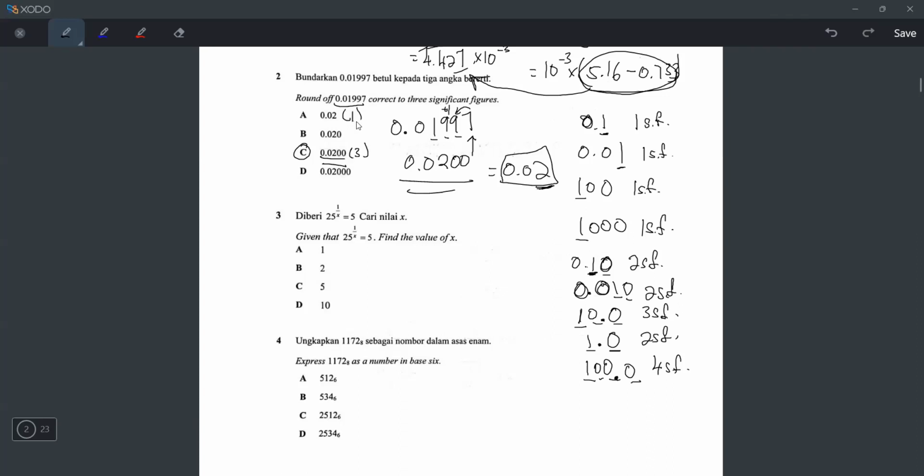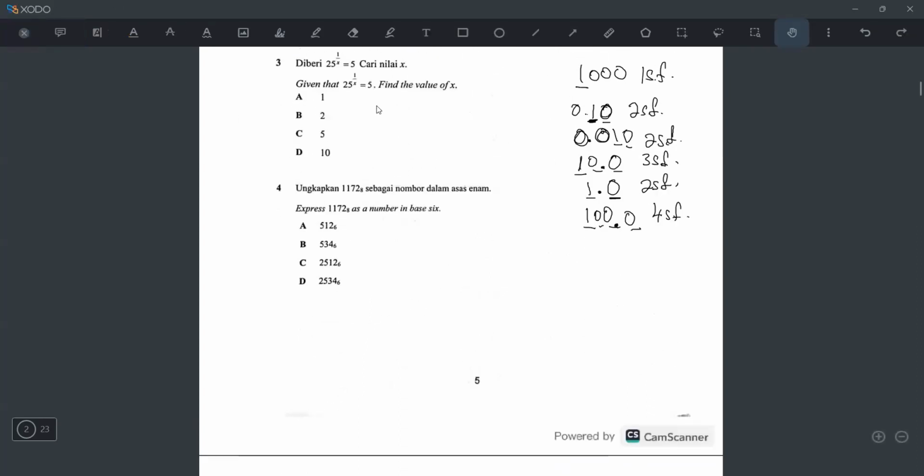This is only 1. This is 2. This is 1, 2, 3, 4. Okay. The 0 at the back, we count it, because there's a point. That is why the answer is C, not A. Okay, I hope you understand this, the one I explained just now. Okay, let's go to the next question, number 3.